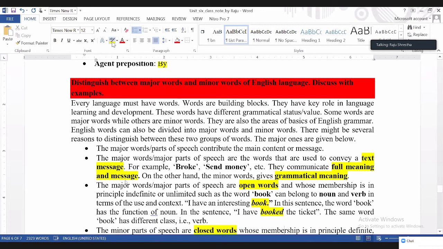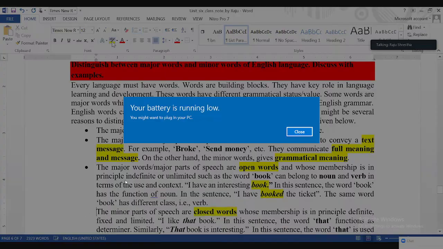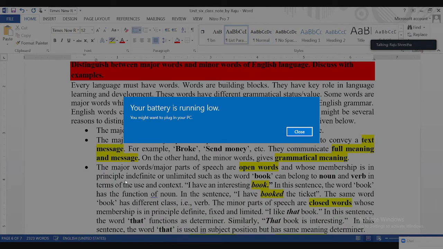So this kind of openness in nature the major word class has. Then the minor words or minor parts of speech are closed in nature, whose membership in principle is definite, fixed, and limited. For example, I like that book. That, either in the middle position, or in the final position, or in the initial position, wherever it comes, has the same status. That is a determiner. I like that book. Or it is also called a demonstrative pronoun. In this sentence, the word that functions as determiner.